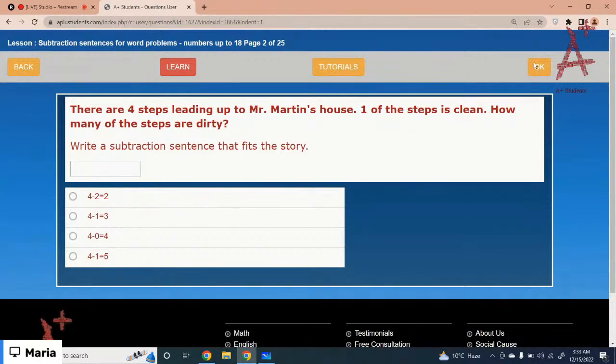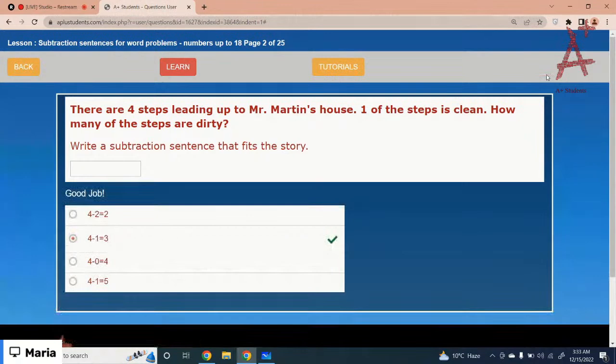There are 4 steps leading up to Mrs. Martin's house. One of the steps is clean. How many of the steps are dirty? Got it? So the numbers involved are 4 and 1. So that means it must be 4 subtract 1. So 4 subtract 1 equals 3. Got it? The correct option is 4 subtract 1 equals 3. Just select the correct option, then click on the OK button.